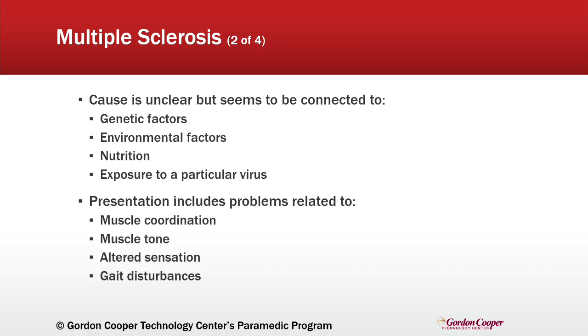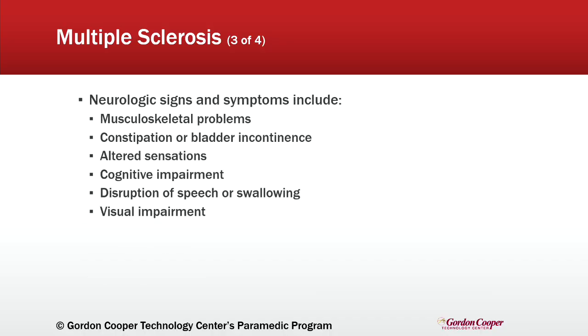It affects women in their 20s to 40s two to three times more often than men, and approximately 400,000 Americans have multiple sclerosis. Common symptoms involve problems with muscle coordination and muscle tone, and patients may experience altered sensation and gait disturbances. The disease often follows a pattern of periods of improvement, followed by relapse and then progression of the disease.